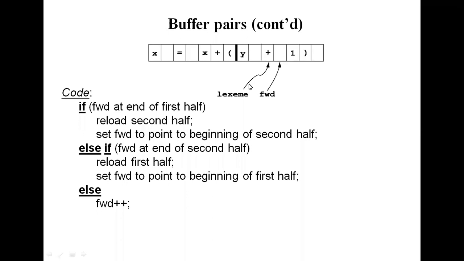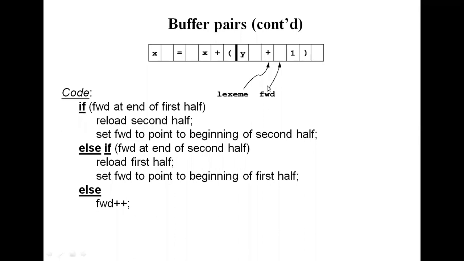Initially both the lexeme and the forward pointer are at the character X. The lexeme pointer is nothing but a beginning pointer, and forward is nothing but a forward pointer. When I'm reading X, because this is the first character in my input program, both pointers will be at X. One is the lexeme begin pointer, and the other is the forward pointer.